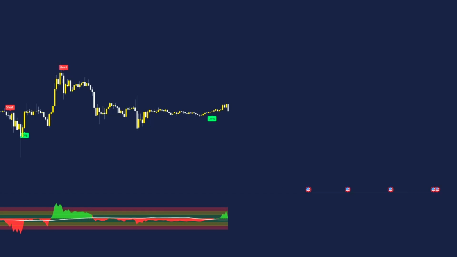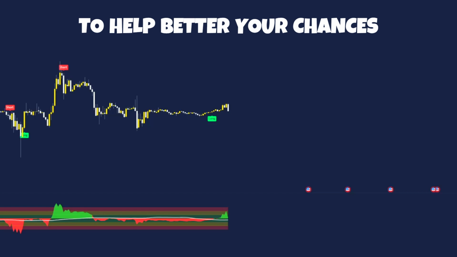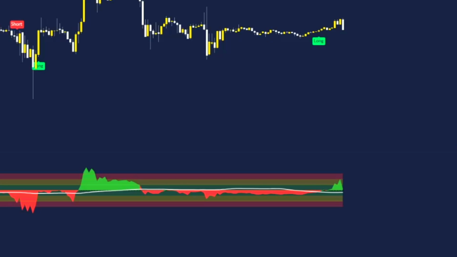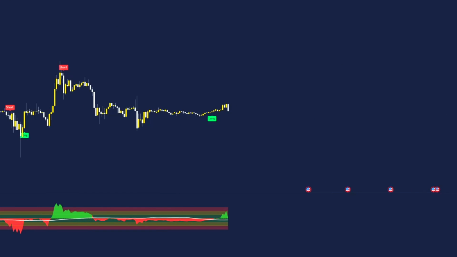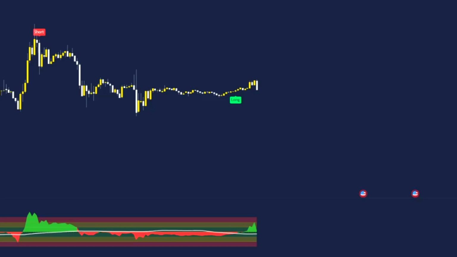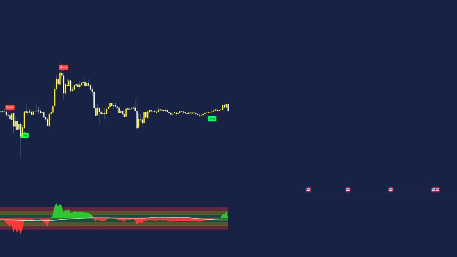You can use previous price data to determine the trend to help better your chances. For example, if we're in an uptrend, then it'd be ideal to watch for price to spike down below the Z-score, and vice versa in a downtrend, you would watch for the green to spike above, to then come back in, to then take sells. But let's see what happens.